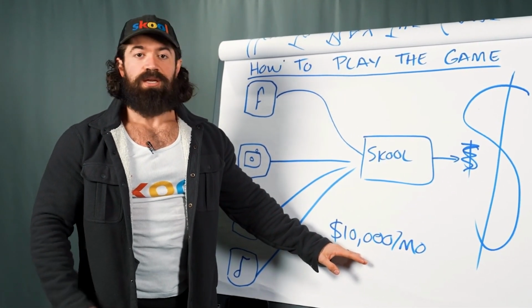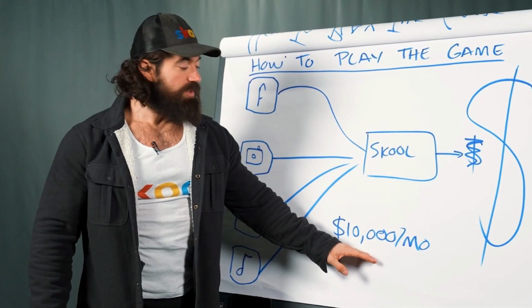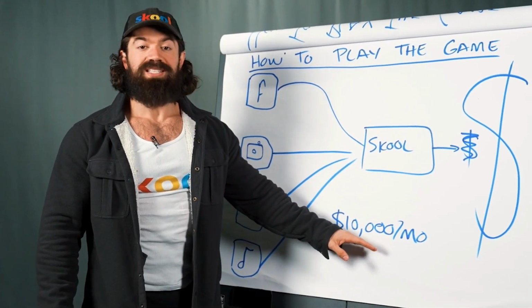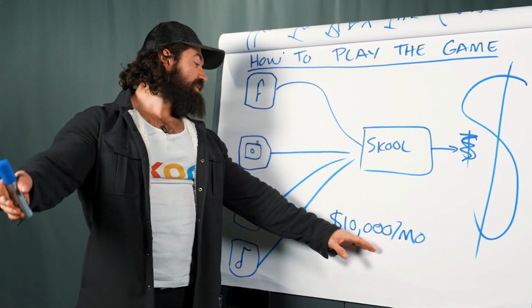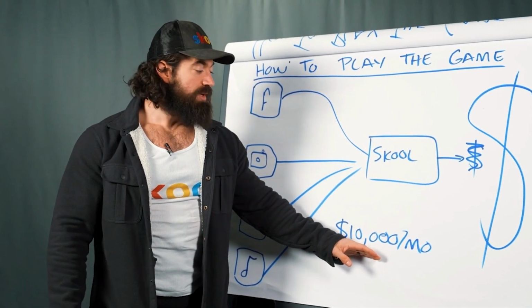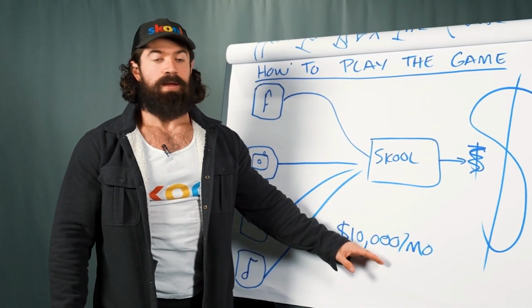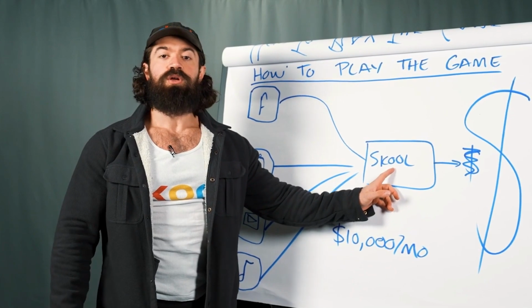Now, that could be 50 people at $200 a month. That could be 1,000 people at $10 a month. It could be 20 people at $500 a month. There's a lot of ways to skin this cat. But you know what? You can do all of them through Skool.